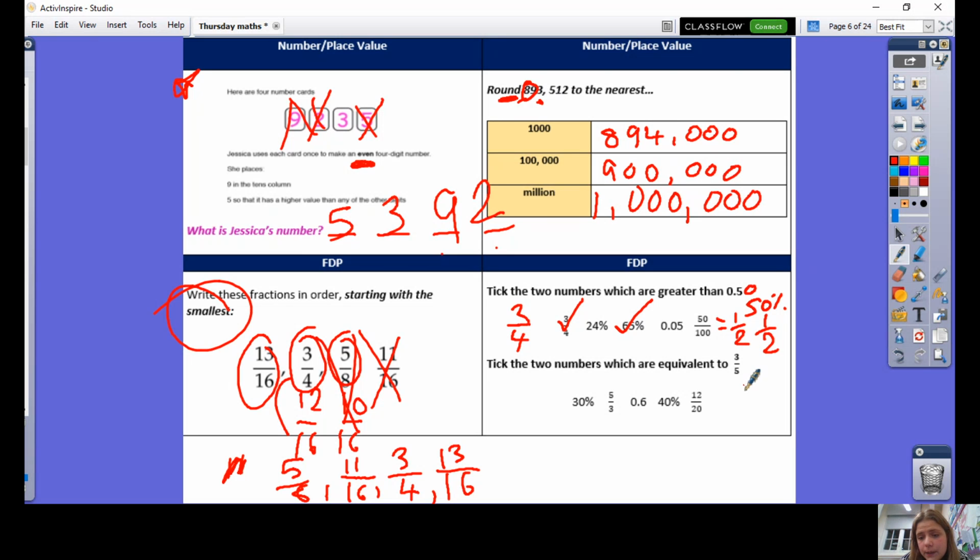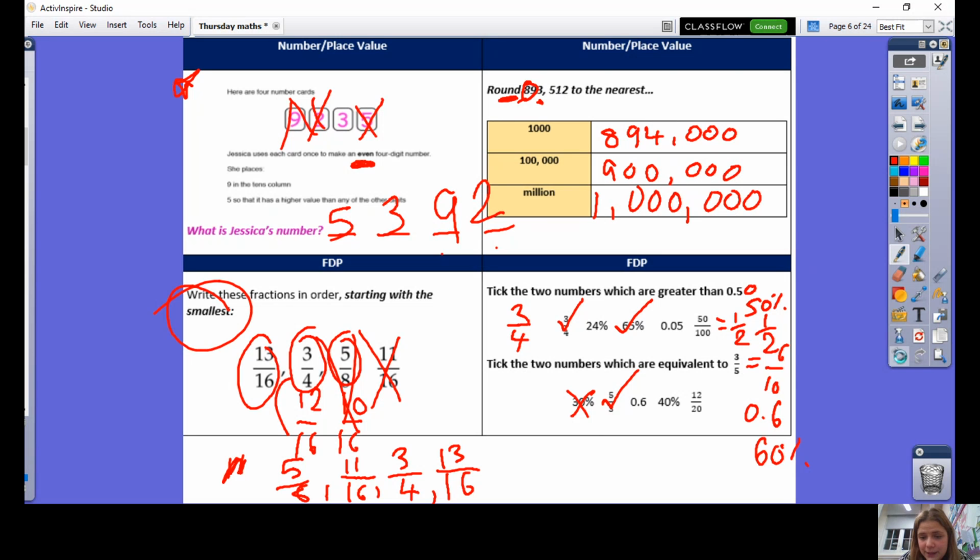Tick 2 numbers equivalent to 3/5. For this one, I think what I'll do is convert 3/5 into a decimal because I prefer working with decimals. First, I need to make it tenths. That will be 6/10. Now I know it's 0.6. Okay, is 30% greater than 0.6 or 60%? No. Is 5/3 greater than 3/5? I know 5/3 is greater than 1 and 3/5 is less than 1. So without doing any conversion, I can say yes.